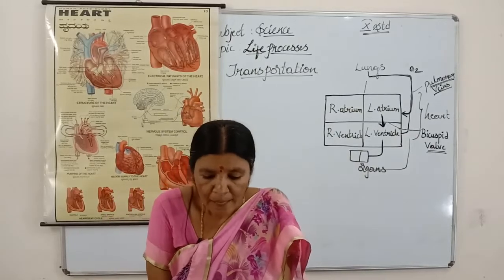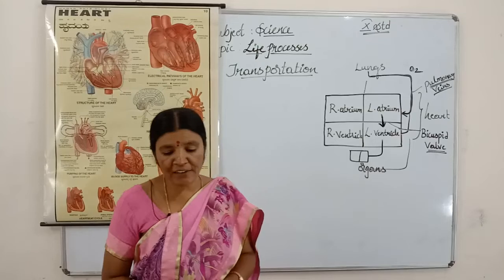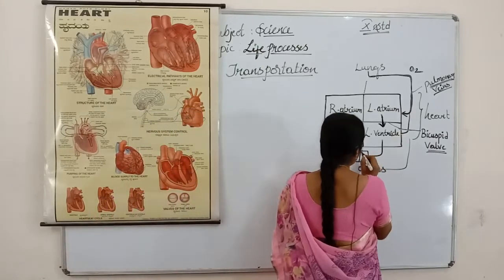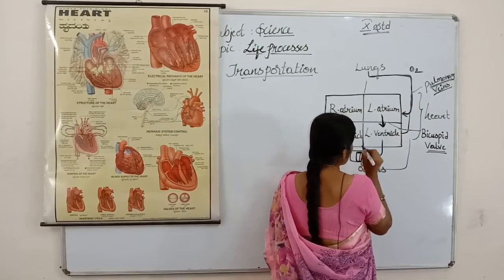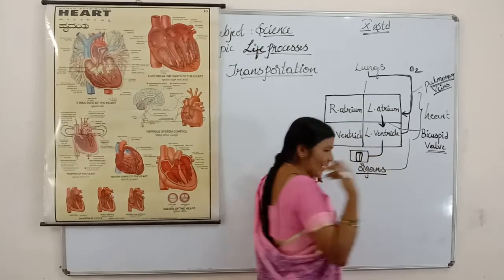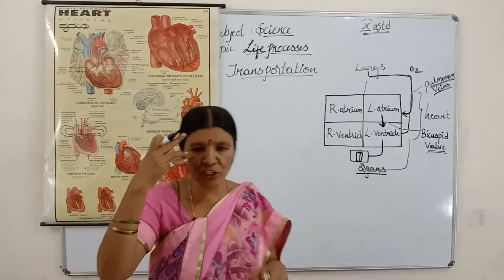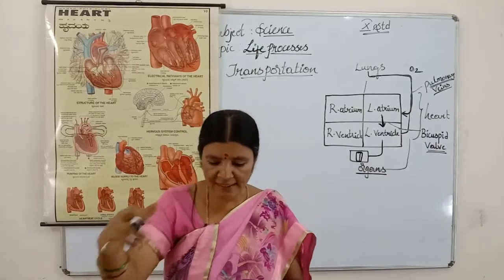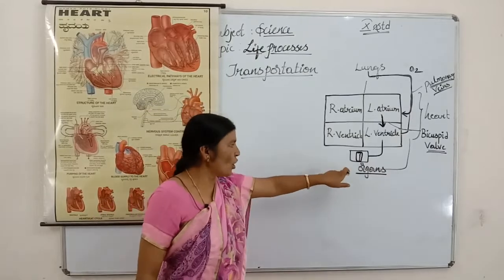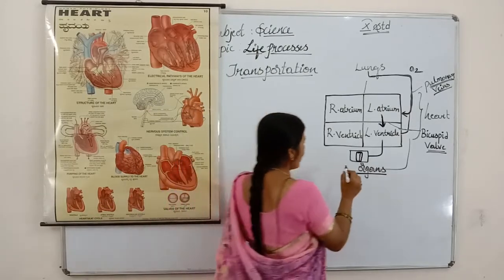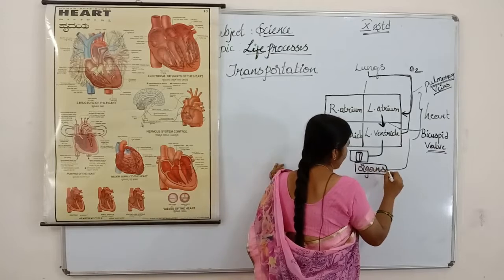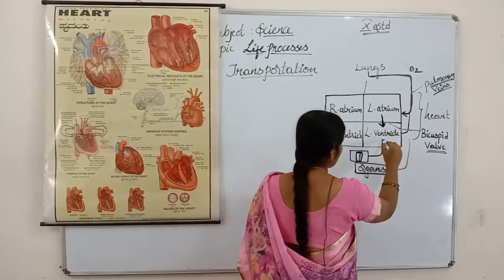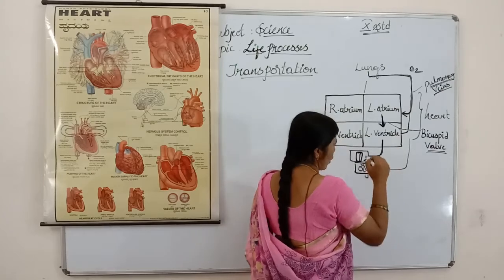And again, from the left ventricle, the blood flows to the organs. Organs in the sense, to all parts of the body, like to my head, to my brain, to my legs, to my hands. The blood is supplied, oxygen is supplied. Okay, in organs, what will happen to the blood? Now, the blood from the left ventricle reaches the organs.